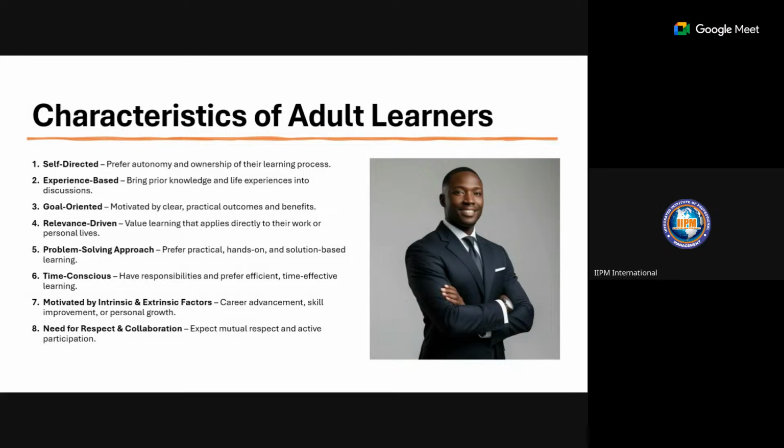Then you have need, or perhaps they are motivated by intrinsic and extrinsic factors like career advancement, skill improvement, and personal growth. And then also the need for respect and collaboration. Expect mutual respect and active participation.